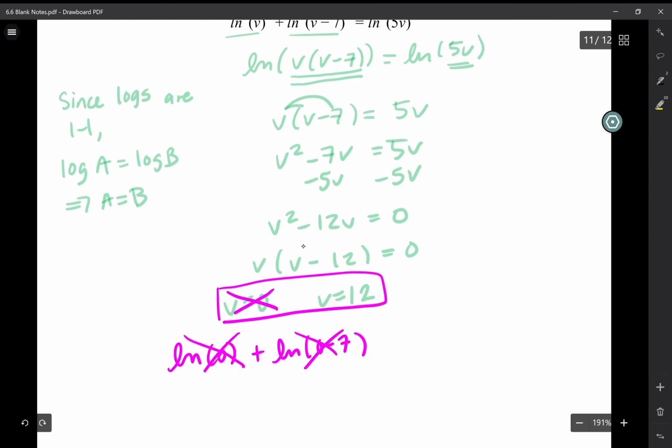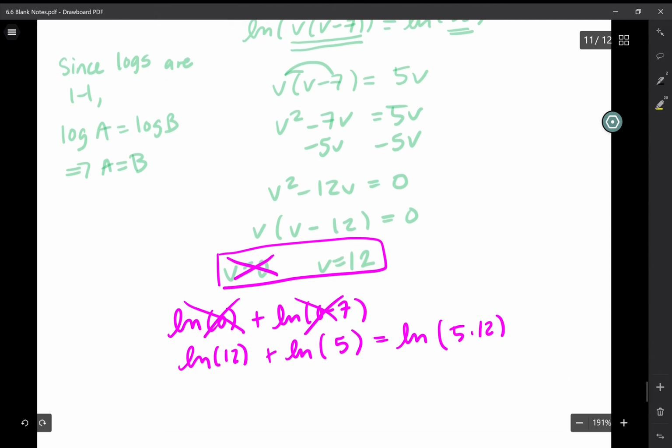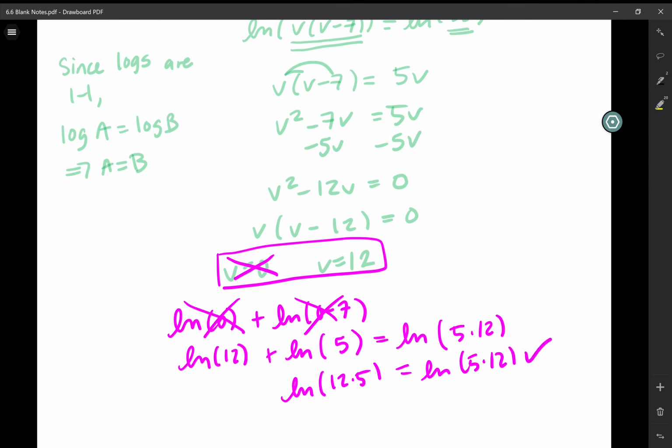Let's try 12. Natural log of 12 plus natural log of 5. Is this equal to the natural log of 5 times 12? You're welcome to use your calculators to get decimal approximations, but I know this is already true because I know properties of logs. Natural log of 12 plus natural log of 5 is equal to natural log of 12 times 5, which is exactly what I have. Natural log of 60 on both sides. So check. This is one time when you have to check for extraneous solutions. Let's do one more example of this.